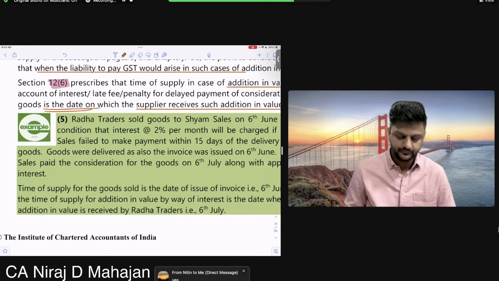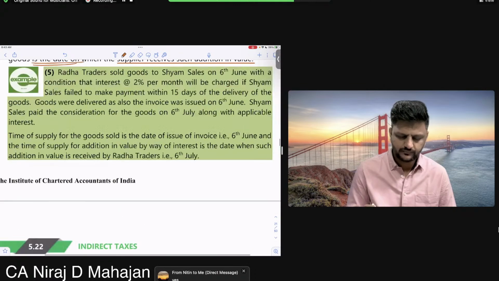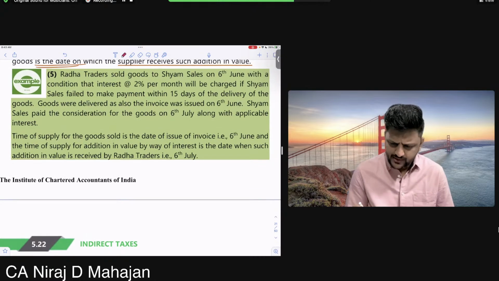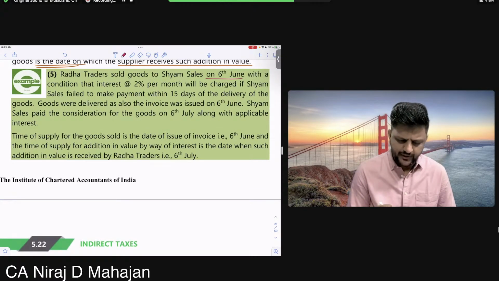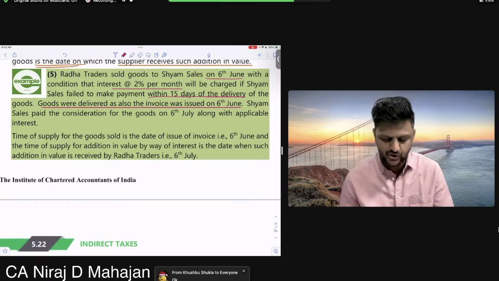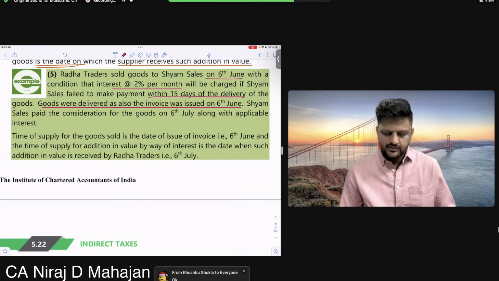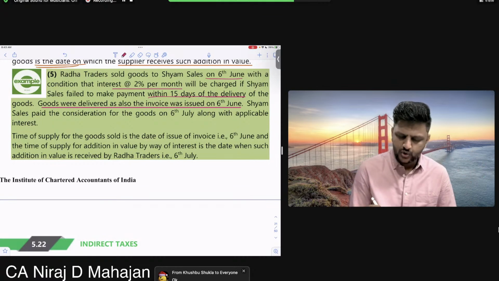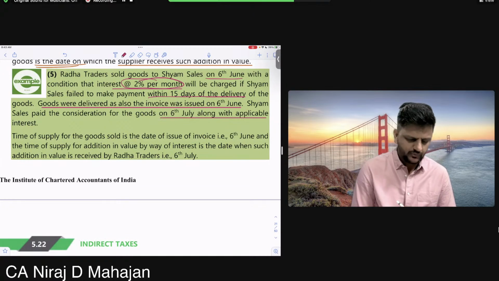Can you go ahead? Traders sold goods to Sham on 6th June with the condition that interest at the rate of 2% per month will be charged if Sham failed to make payment within 15 days of the delivery of the goods. The delivery was done on 6th June. Goods were delivered as also the invoice on 6th June. Sham paid the interest for the goods on 6th July, 2% per month, along with the applicable interest.